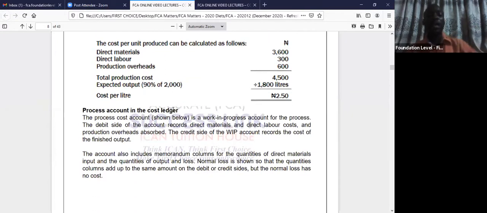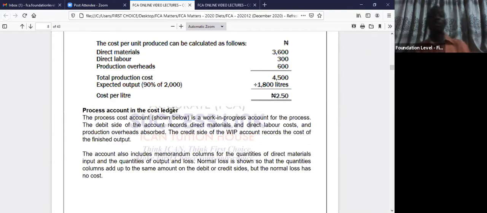So what do you do in your process account? The process account shown below is a work in progress account for the process. The debit side of the account will record direct material and conversion costs, while the credit side will represent incomplete units, which is work in progress, plus the finished goods output.